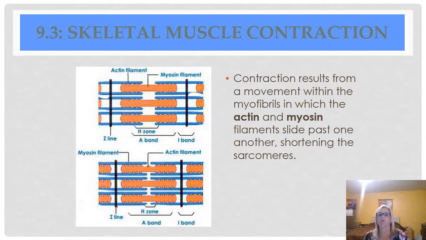Contraction is when the myofibrils slide together, those Z lines come closer together, and remember they close up kind of like an accordion. We call that the sliding filament theory. Muscles need a stimulation. They need to be told to contract, and so this comes from the nervous system. And so contraction results from the movement within the myofibrils, actin and myosin, sliding past one another, okay, which shortens the sarcomeres and brings those Z lines closer together.